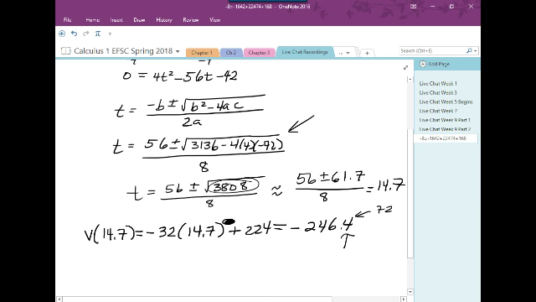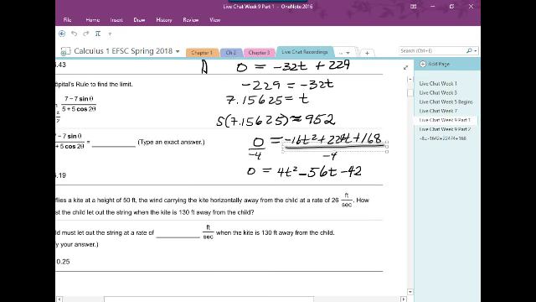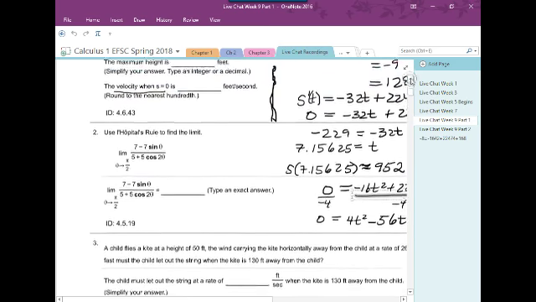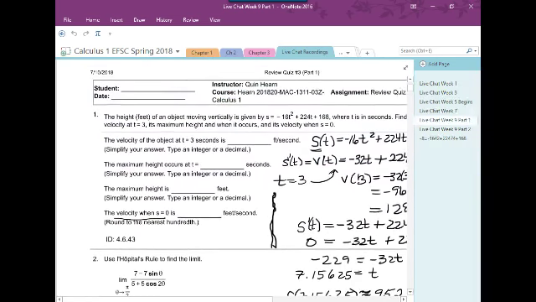Okay, so that was the last part of that question. Question number 1 from the quiz to review for test 3. So our answers turned out to be 128, 7, 952, and about negative 246.